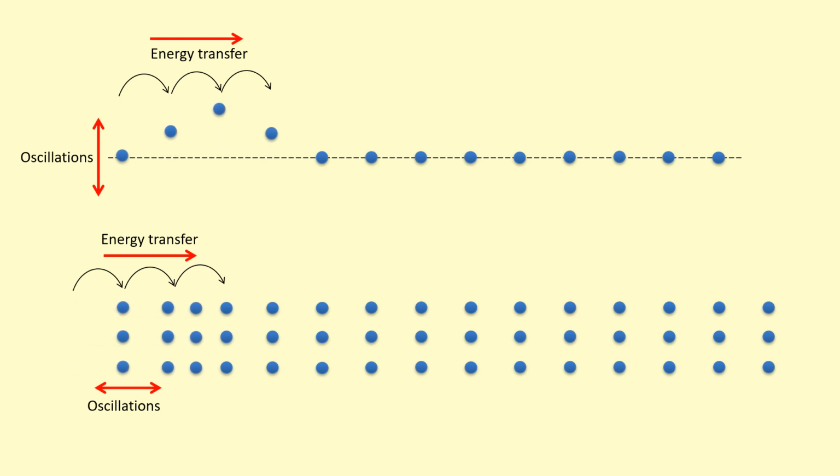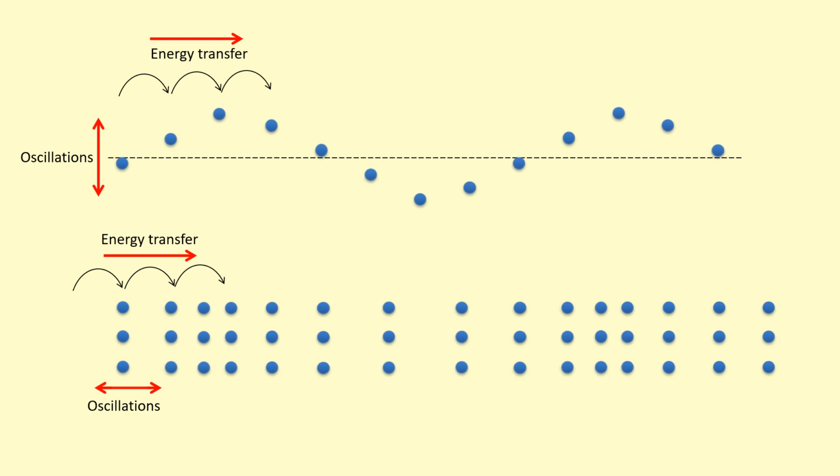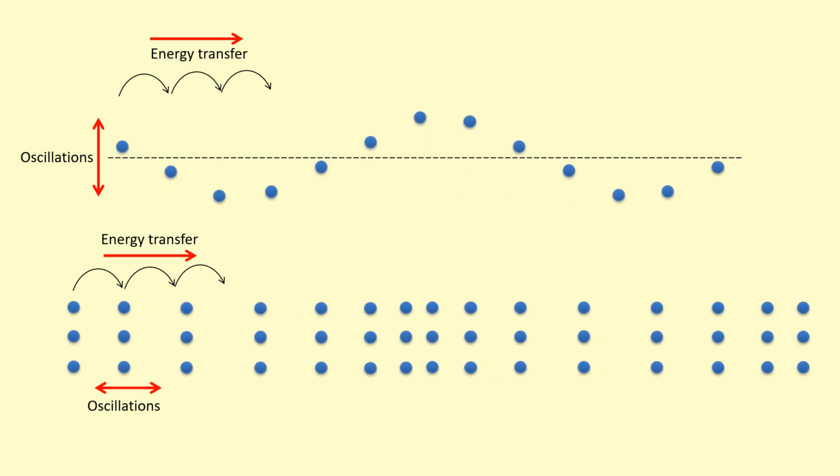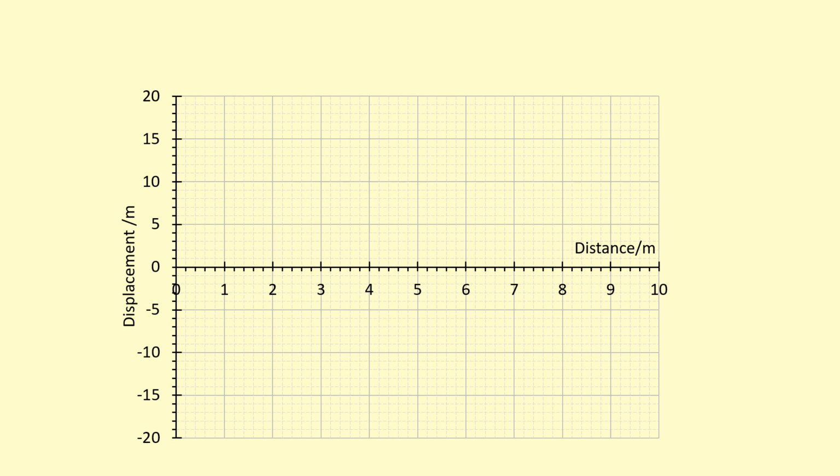So we know there's two types of waves, transverse and longitudinal waves, but we actually need more words to be able to compare these waves to each other. So we're going to look at how we can do that now. We can represent waves on a displacement distance graph like this.